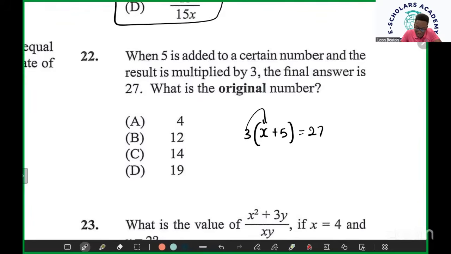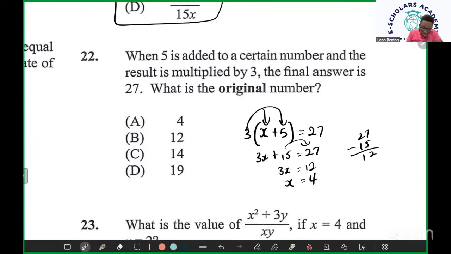So we can distribute this 3, or we could have taken the 3 over and divided 27. Doesn't matter though. So 3 times x is 3x, 3 times 5 is 15, and this is equal to 27. So 3x would be equal to 27 minus 15, which is 12. So x is equal to 12 divided by 3, which is 4. So this answer is 4. Let me check: when 5 is added to 4, that is 9. The result is multiplied by 3, 9 times 3 is 27. Yeah, that's correct.